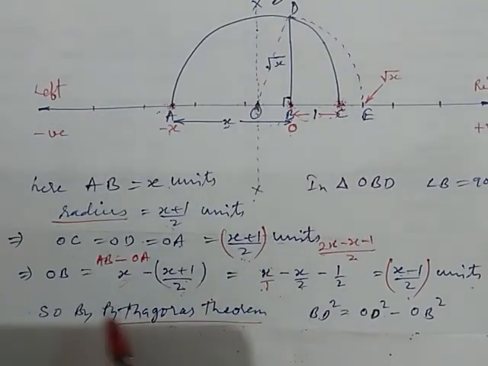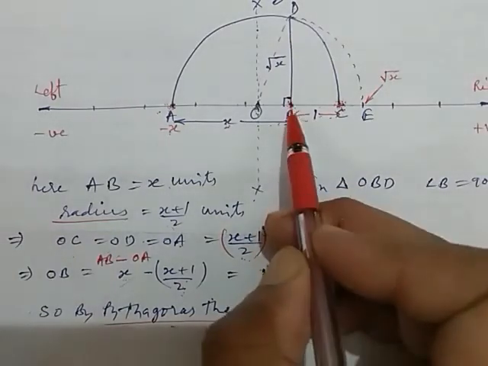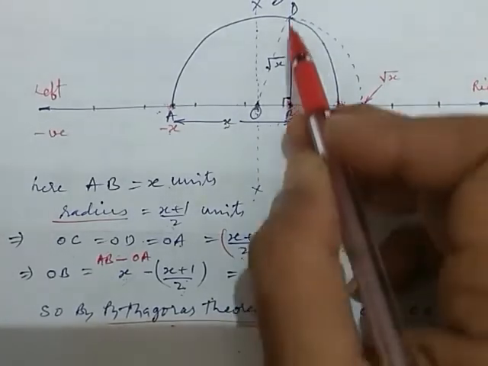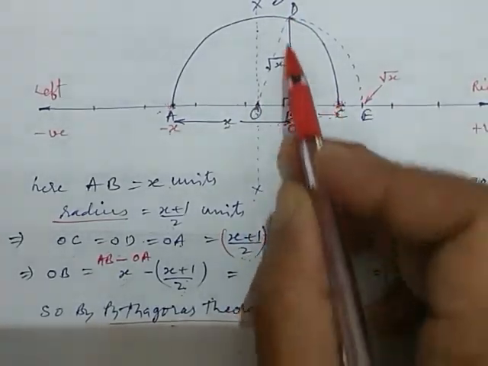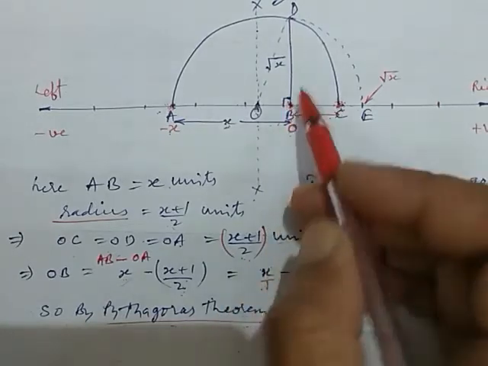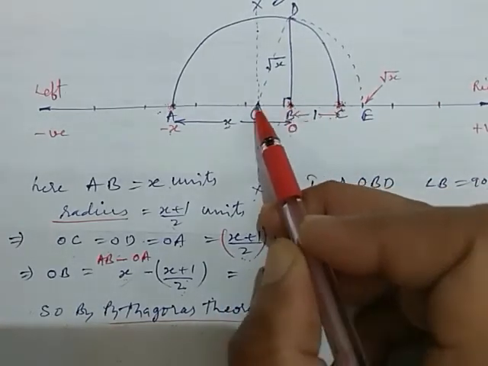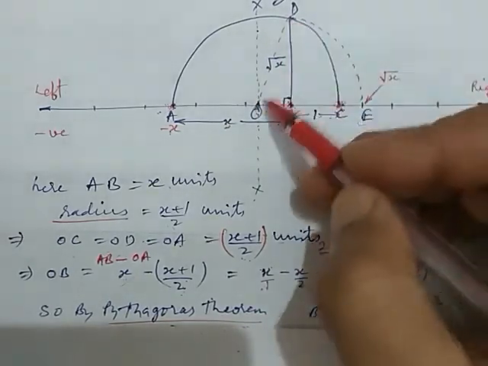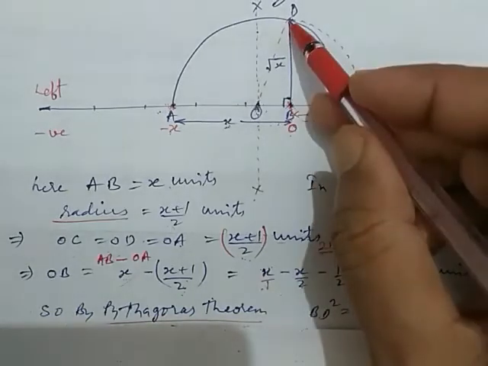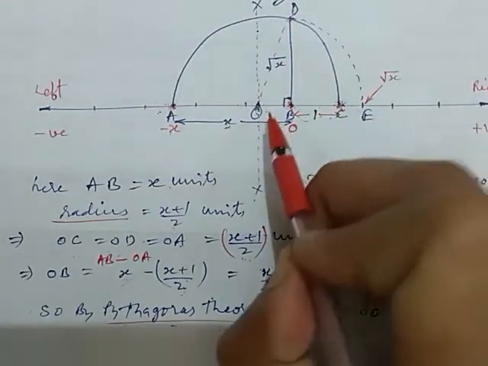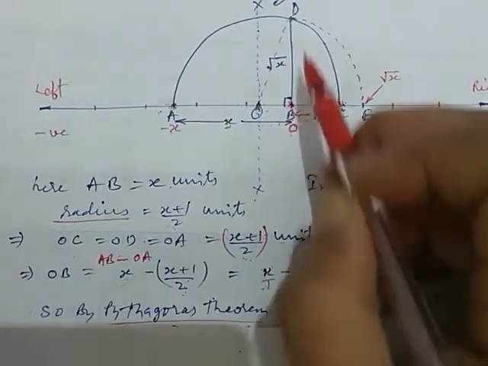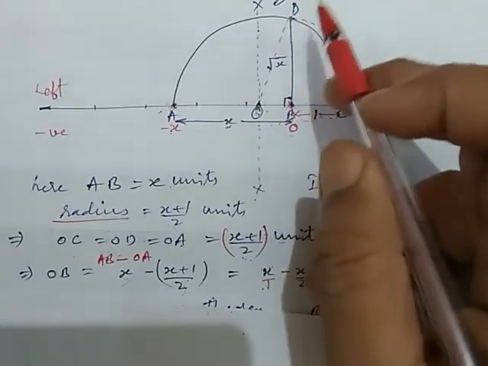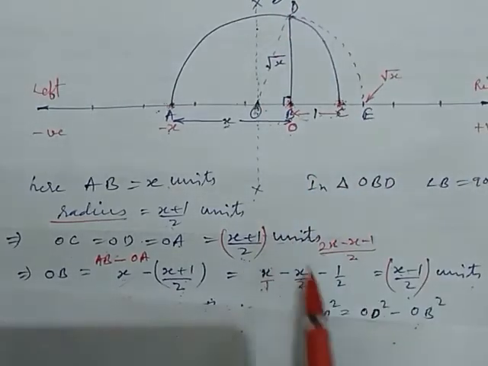Now with the help of Pythagoras theorem, because here if we draw a line perpendicular to this, so this becomes a right angle. Here look, OB is base, BD is perpendicular, and this OD is hypotenuse. Again take OB base, BD perpendicular, and OD hypotenuse. Okay, by this way we understand.